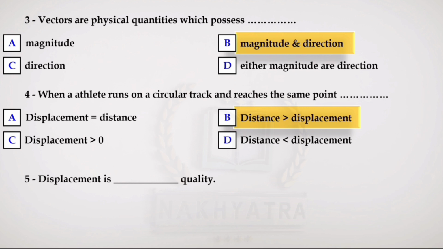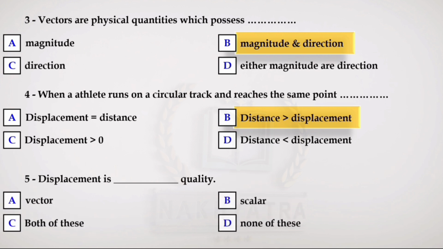So fifth question is displacement is a dash quantity. Can you guess what is the answer? So yes, it is a vector quantity.